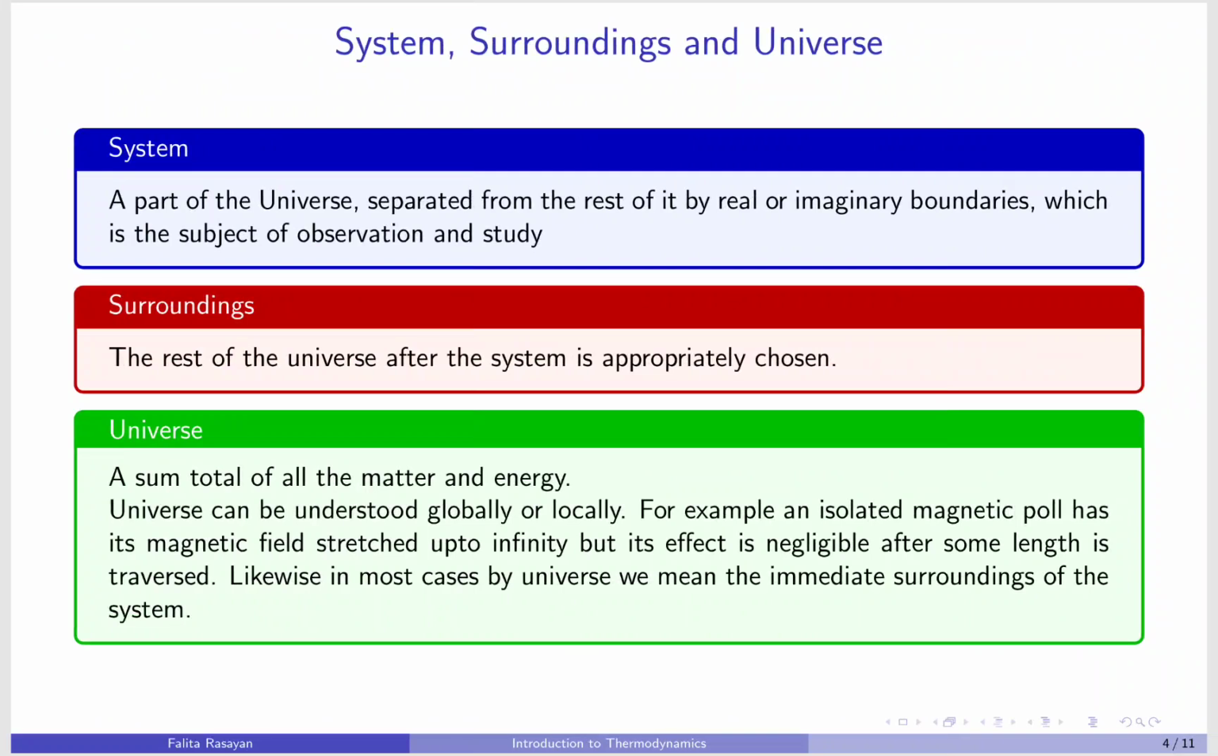The universe can be understood globally or locally. For example, an isolated magnetic pole has its magnetic field stretched up to infinity. So that is the universal scale, but its effect is negligible after some length is traversed. If you go further away from the magnetic pole, you will feel that there is practically no effect. So when we talk about practical terms, in most cases by universe we mean the immediate surroundings of the system, where the effects of heat transfer can be observed.